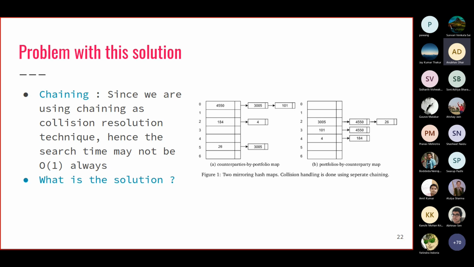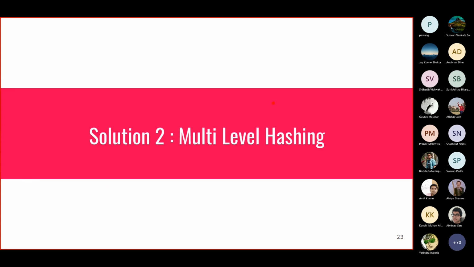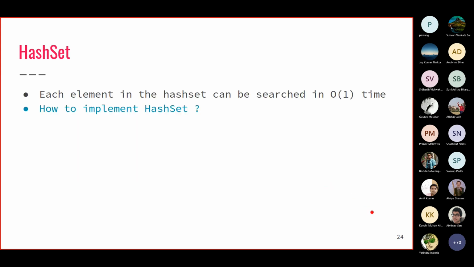Yeah, actually you are trying to say that we have to maintain another hash map for every index position, right? So as this is one hash map, there should be another hash map like this, so that we can locate every element in order of 1 time. Yeah, that is the solution actually. So you have to use multi-level hashing. Now here the multi-level hashing is basically the hash set. The hash set concept is like that: each element in the hash set can be searched in order of 1 time.